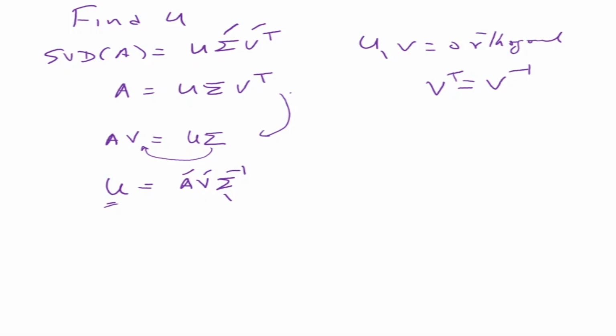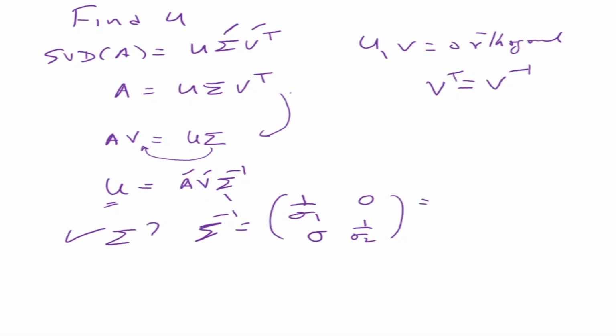I know what sigma is, so sigma inverse is equal to 1 by sigma 1, 0, 0, 1 by sigma 2, which becomes 0.3162 and so on. Now U is equal to A V sigma inverse. I just put the matrices in and multiply them out.